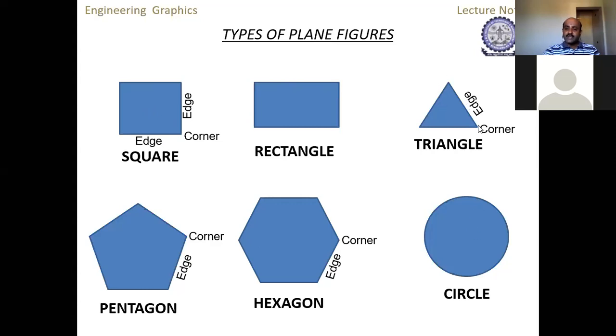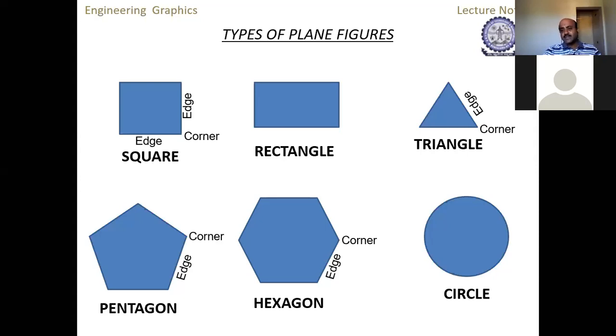So a triangle will form an edge and this will form a corner. And of course, a square, this is an edge and this is a corner. Corner means where the two edges meet. That is what we call a corner. These are very simple things you can understand easily. Of course, a pentagon. A square is basically a polygon having four sides.